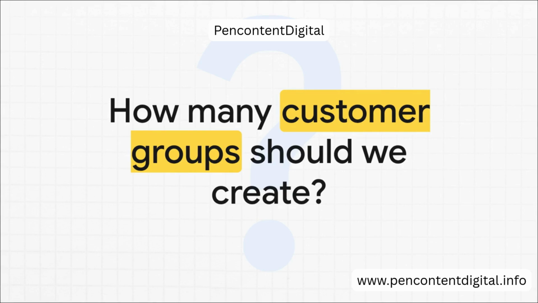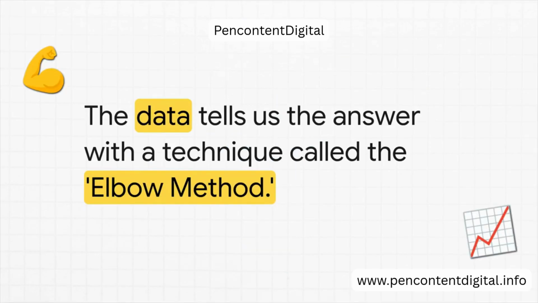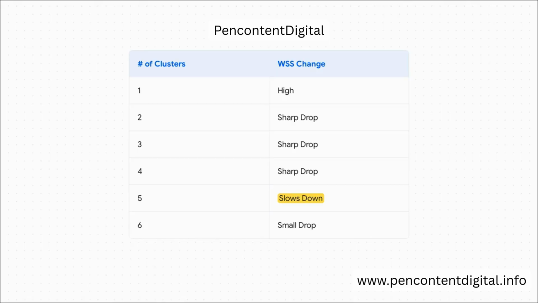How do we possibly know the best, most optimal number of clusters? And here we go again, we don't guess. The data itself gives us the answer using this really clever technique called the elbow method. And trust me, it's a fantastic way to find that perfect sweet spot. So here's how it works.